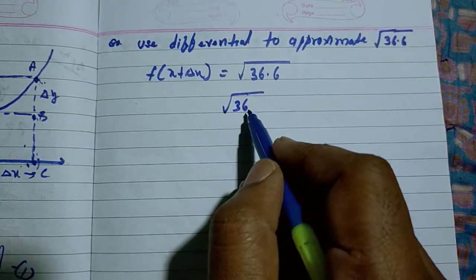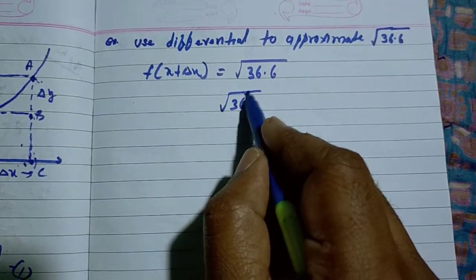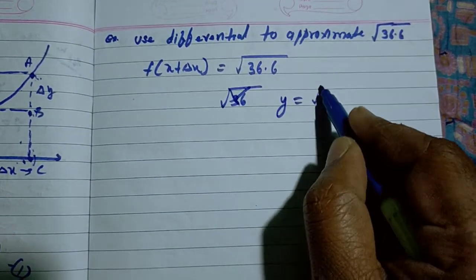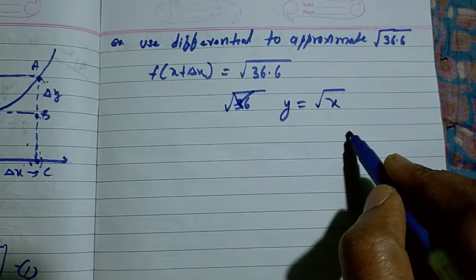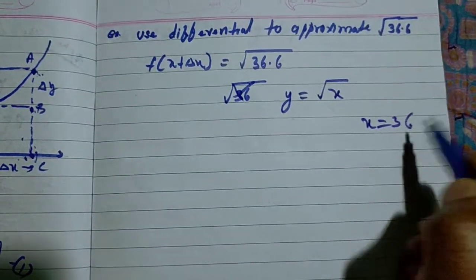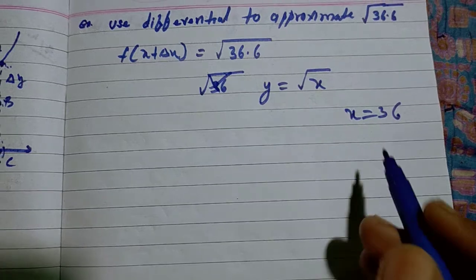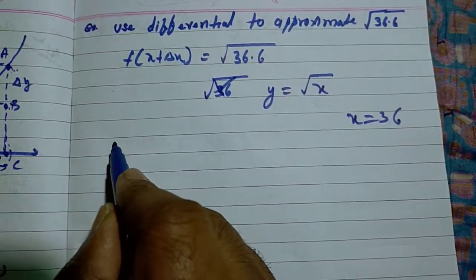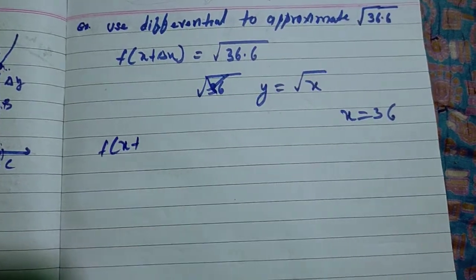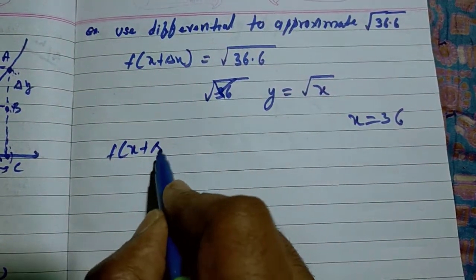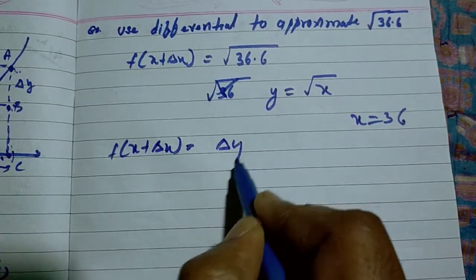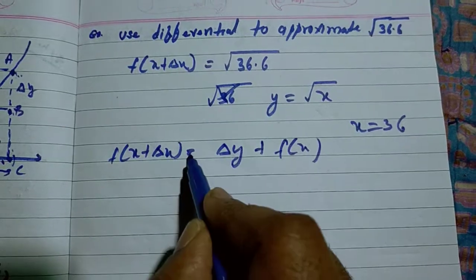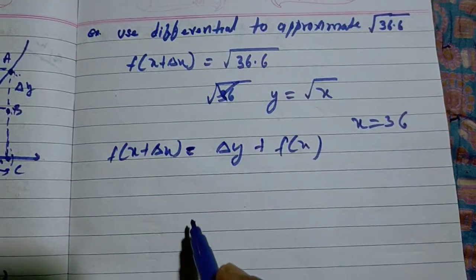So we have to let x equal to 36. First we have to find the function. First we have to assume a function. Which is the appropriate function? That is y equal to under root x only. But here we will take x equal to 36 only. X equal to 36 we have taken here. So now f of x plus delta x is equal to, we have to write delta y plus f of x. Delta y plus f of x.